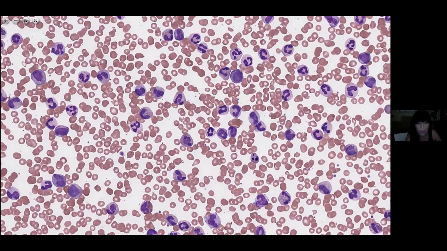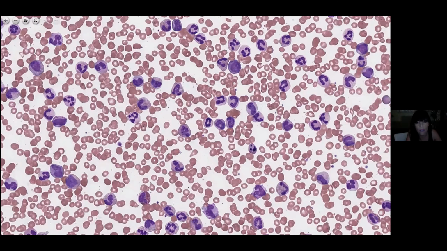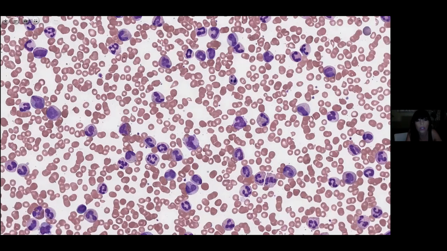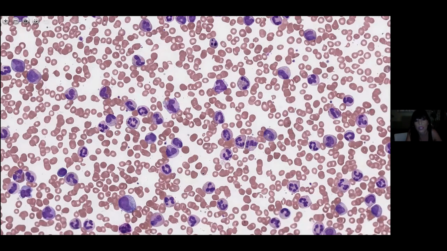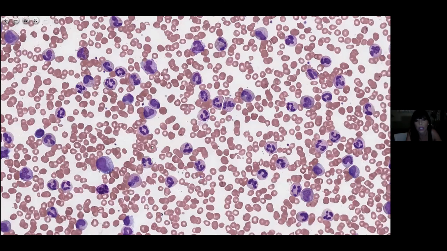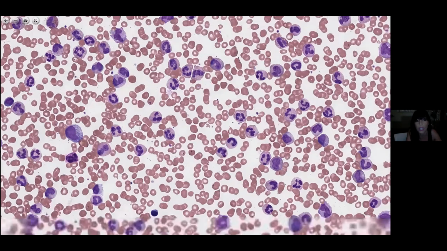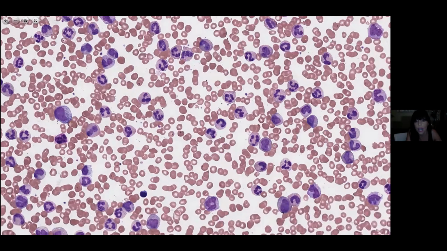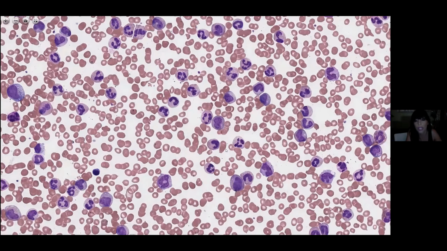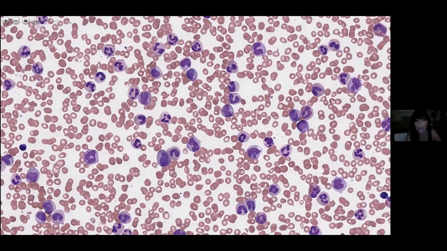Still have some more segmented neutrophils, and these cells don't have very many toxic features. So I don't see very many Döhle bodies, toxic granules, or toxic vacuoles present in the segs, which would help me differentiate between maybe a CML or a leukemoid reaction.